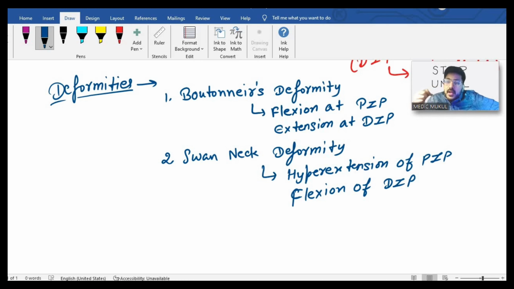If there is a hyperextension at the PIP, at DIP there will be the flexion. So opposite will be there in the PIP and DIP. So remember the Boutonniere deformity, the flexion at PIP and extension at DIP. The opposite of that will be the swan neck deformity.